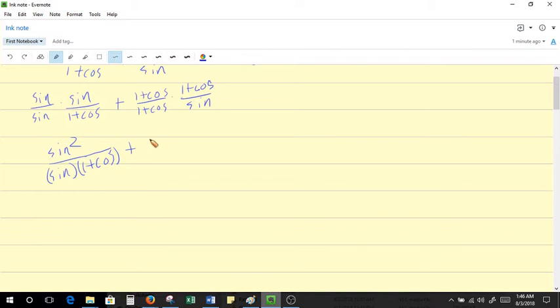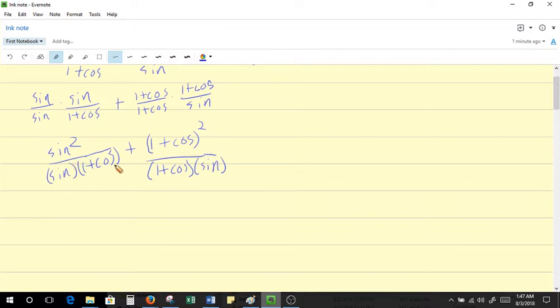And this one will end up being, sorry, I started writing at a little bit of an angle there. This one will end up being 1 plus cosine squared over 1 plus cosine sine. So, sorry about that. I didn't recognize I was writing at an angle.